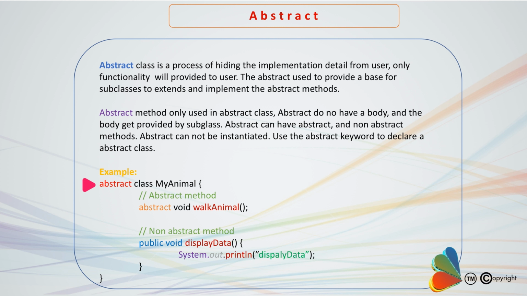In this example, the name of the abstract class is MyAnimal. Under the abstract class, we have two methods. The first method is an abstract method. The second method is a non-abstract method. The name of the abstract method is walkAnimal. The body of this method will be implemented under the subclass or child class. The name of the non-abstract method is displayData.